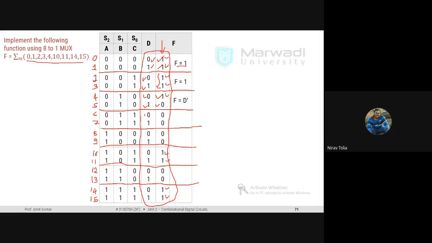Then again, irrespective of D, my function remains 0, so my function is 0. In the next stage, again irrespective of D, my function remains 0. In the next stage, again irrespective of D, my function remains 1. Again irrespective of D, my function is 0. And again irrespective of D, my function is 1.